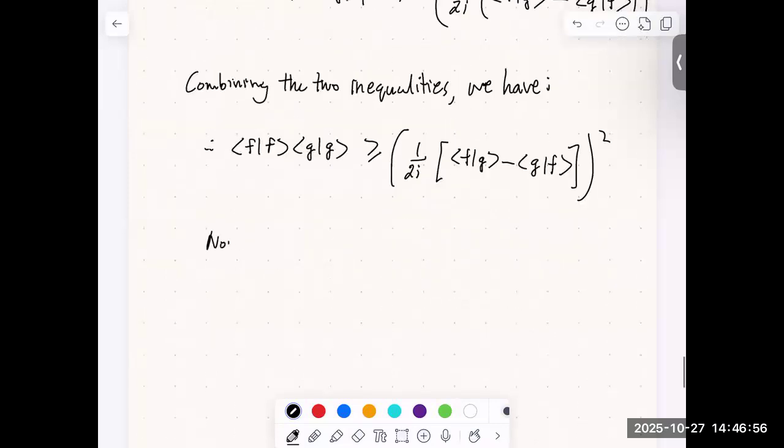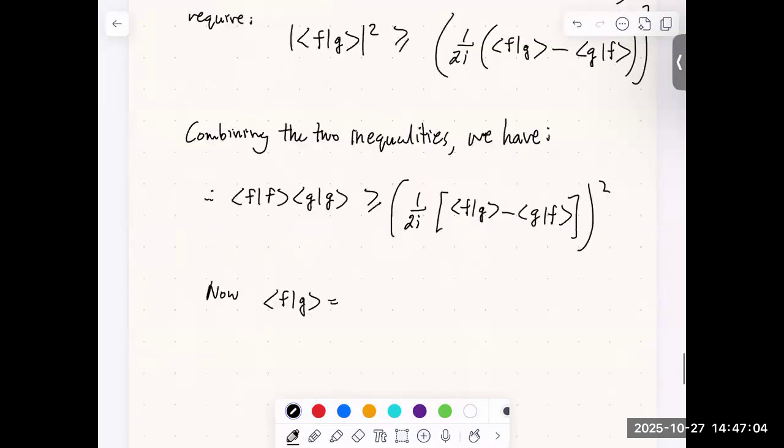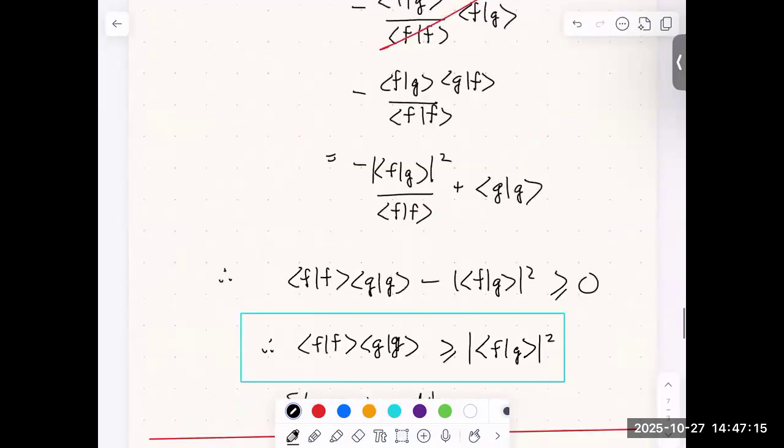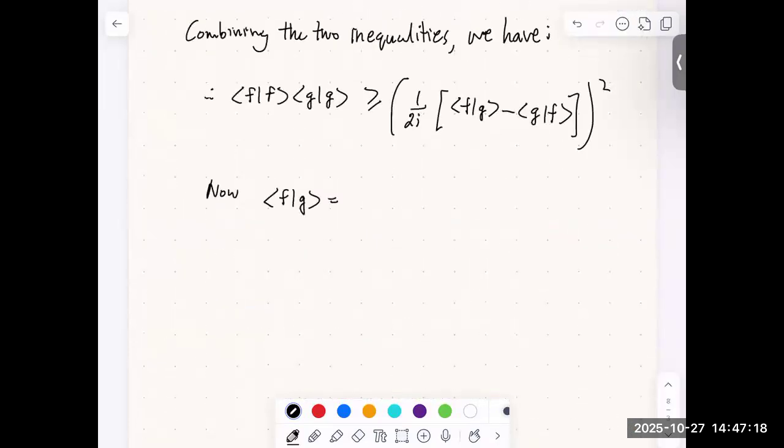Okay, so now f, g. Well, remember the way we defined f. If we go all the way back here, where did we define f? Here it is. It's written in terms of these A hats and the expectation value of A. So let's just put that in. So for f, we had an A hat minus the expectation value of A. And then that's acting on our state. And then the g is the same thing, but it's written in terms of the B hat operator and the B expectation value.